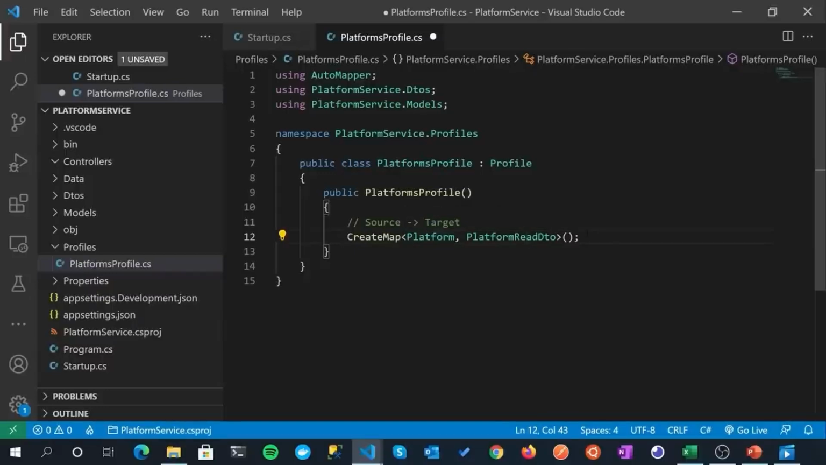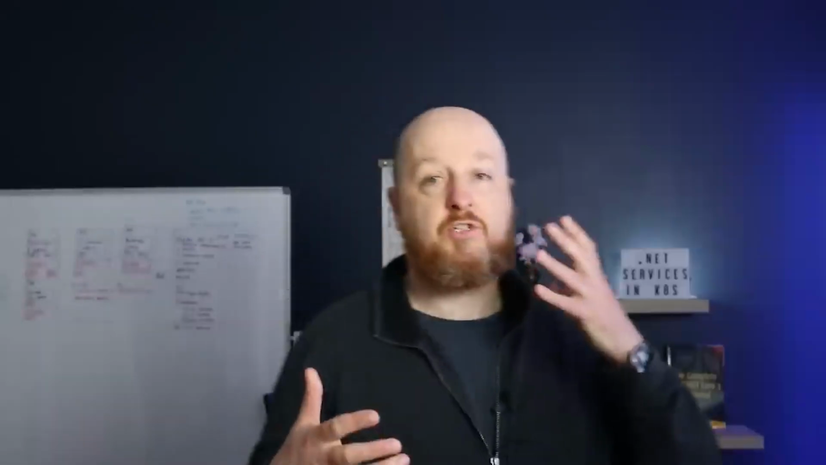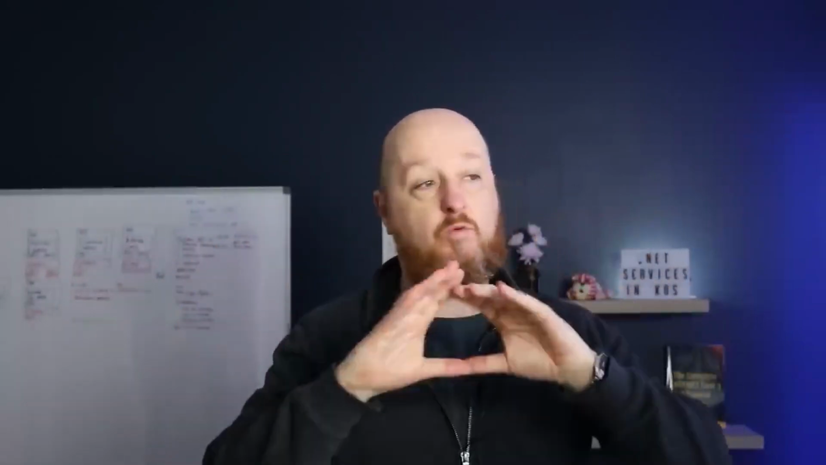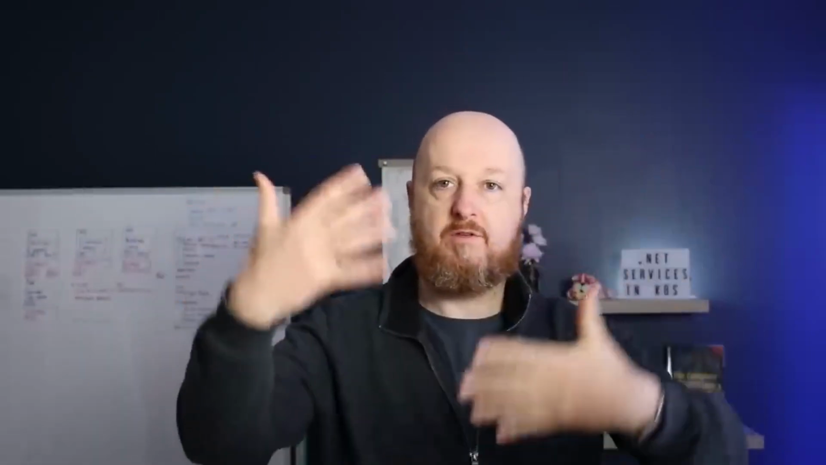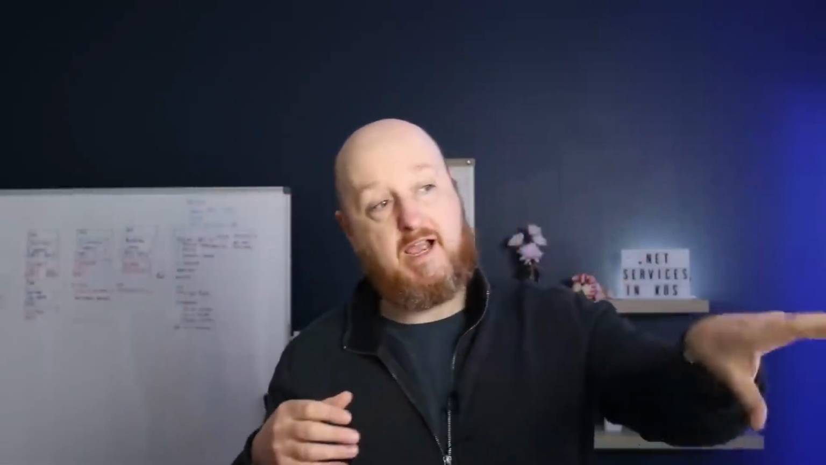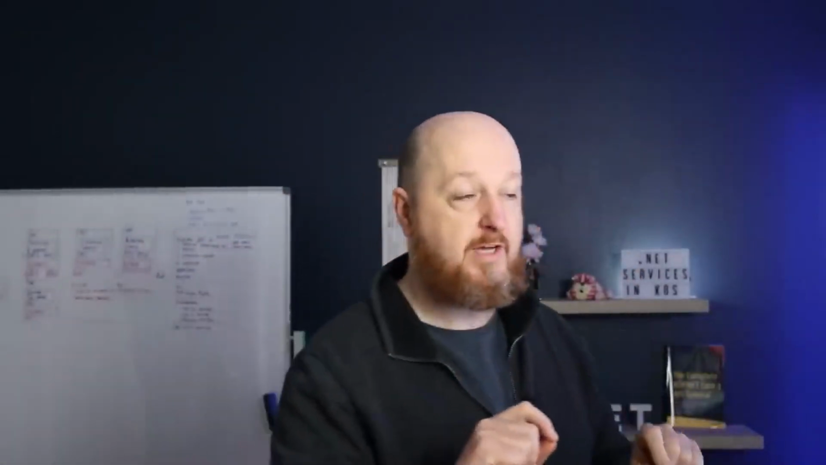Now, a couple of important points here. Because our Platform class and our PlatformReadDto have properties that are named exactly the same thing, and that's the way we want to map them, we don't need to tell AutoMapper anything else, hence the name AutoMapper. It does it for us, which is brilliant. When we move through the course, we're going to be creating other classes and other entities where that's not straightforward, and we have to then explicitly tell AutoMapper how to map or not to map between properties, but we don't need to do that yet.